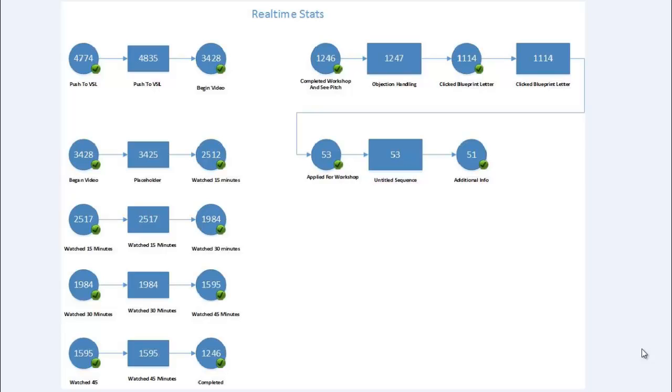Today I want to show you, we're like 72 hours in the campaigns or a bit longer, and I want to show you the actual stats that the funnel is performing now.